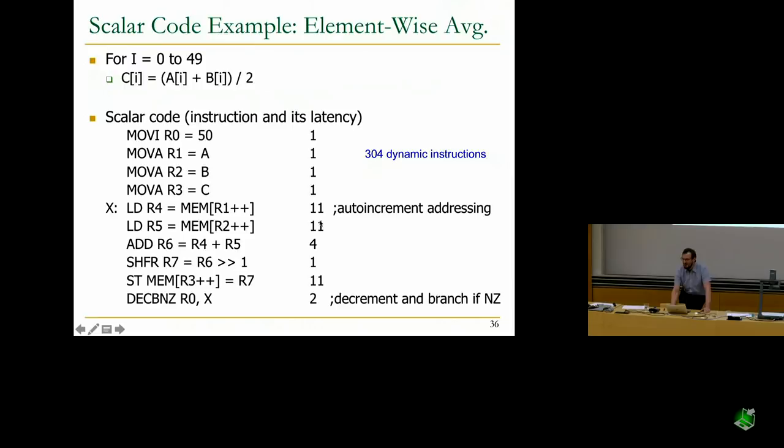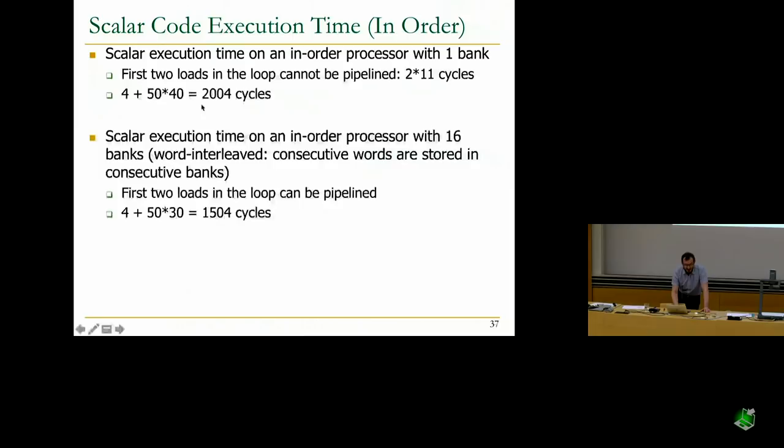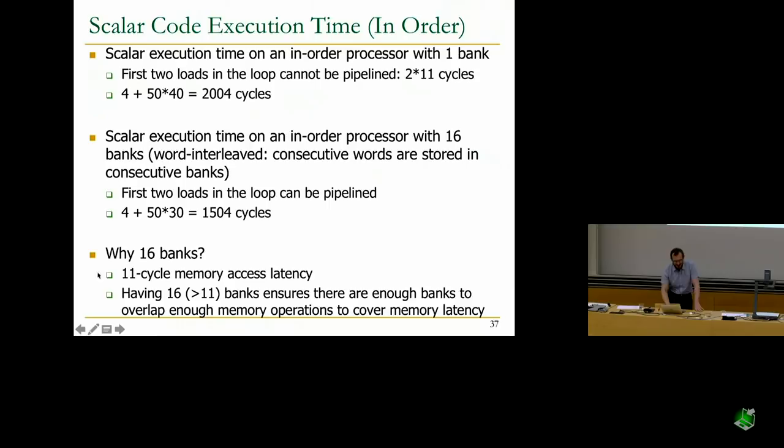But now by banking, we've actually reduced the execution time to 1504, which is nice, right? You actually improved performance by 25% just by having more banks. And you didn't really need 16 banks, actually, you just needed 2 banks in this case. So in this case, why 16 banks? We're gonna take a look at this. We discussed this already, so I'm not gonna go over this again, but we're gonna go back to that.